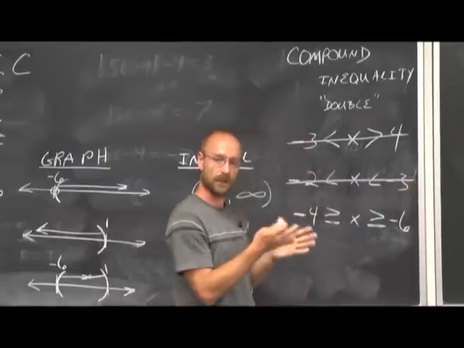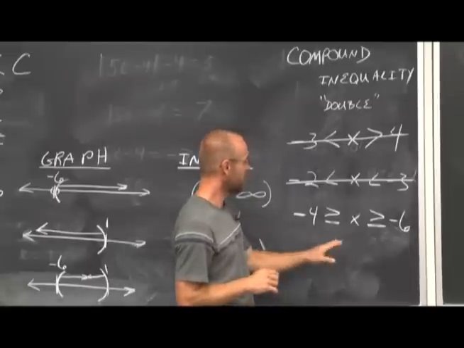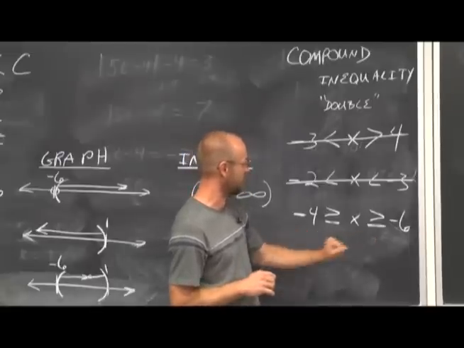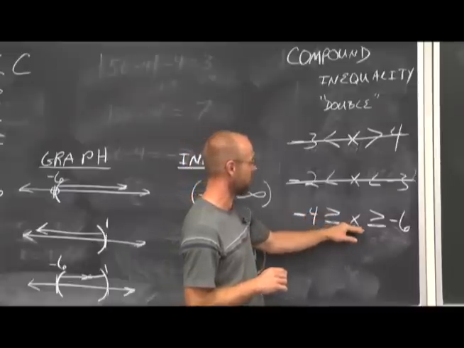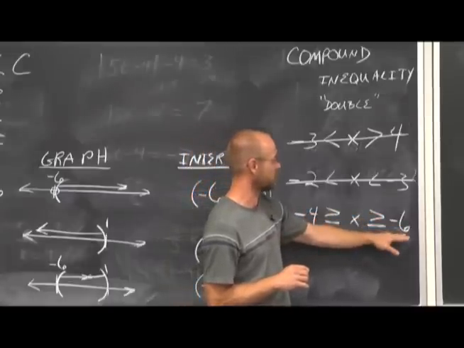So we always want to check it. It must always be a true statement. Now, if we look at this last example here of a double inequality, -4 is greater than or equal to x is greater than or equal to -6.